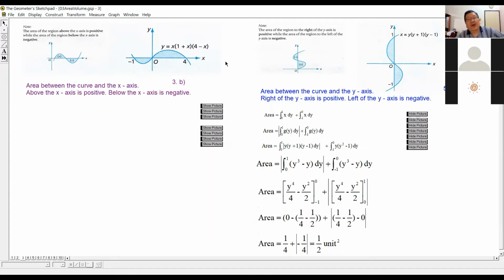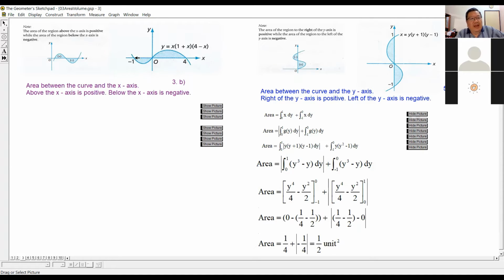So there are two turning points. One is a maximum point, the other is a minimum point. And because they move up and down, the curve cuts the x-axis at 3 points. Actually from the equation here you can see already, when you put this equal to 0, the 3 points are 0, -1 and 4. So this curve cuts the x-axis at 3 points.